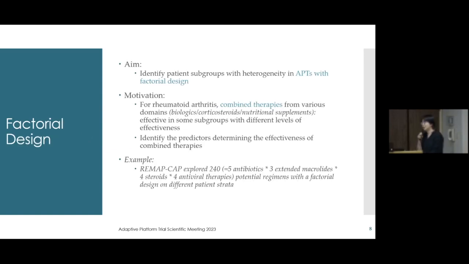So the aim of my project is to identify patient subgroups with heterogeneity in APTs with factorial design. One motivation of this project is that for rheumatoid arthritis, combined therapies from various domains are effective in some subgroups, subgroups with different levels of effectiveness. And we want to identify the predictors determining the effectiveness of combined therapies. One example is the REMAP-CAP study introduced earlier today. They explored 240 potential regimens with a factorial design on different patient strata.